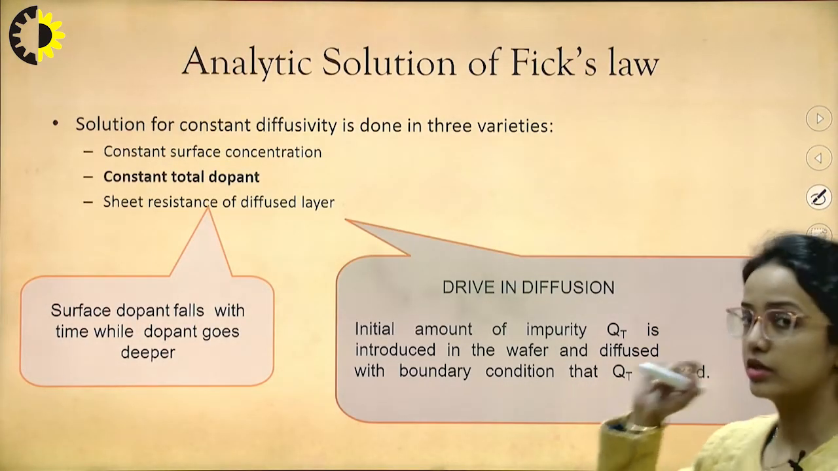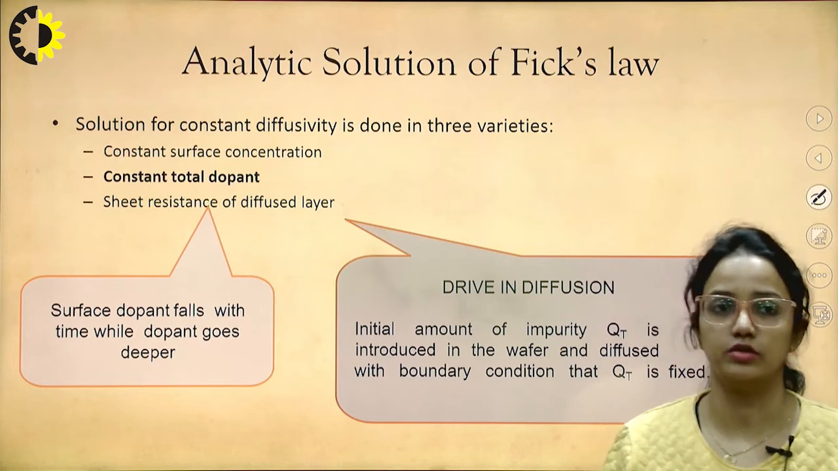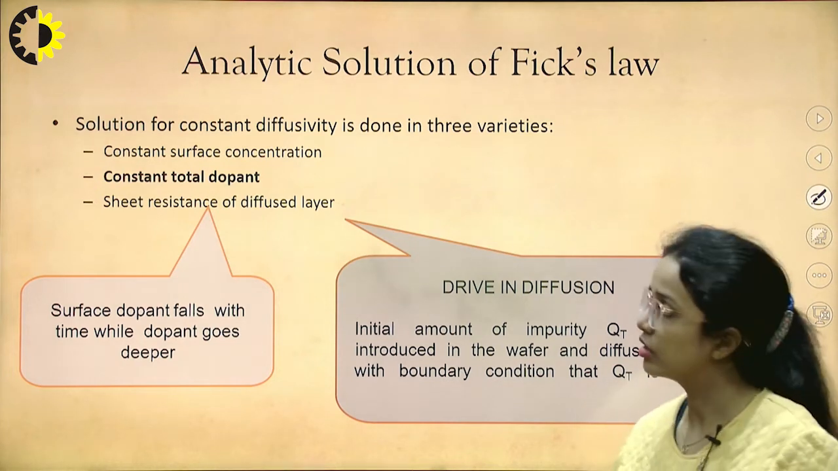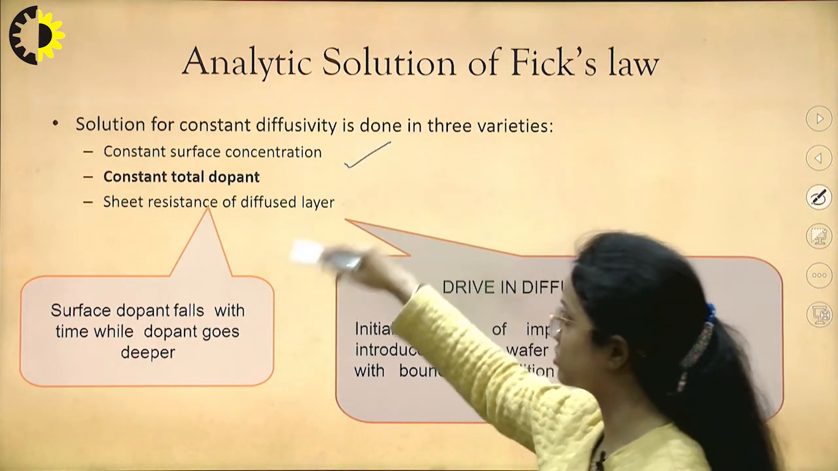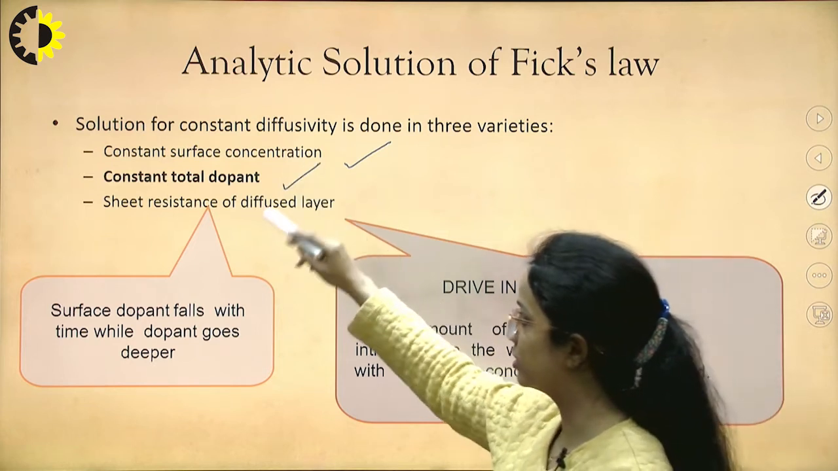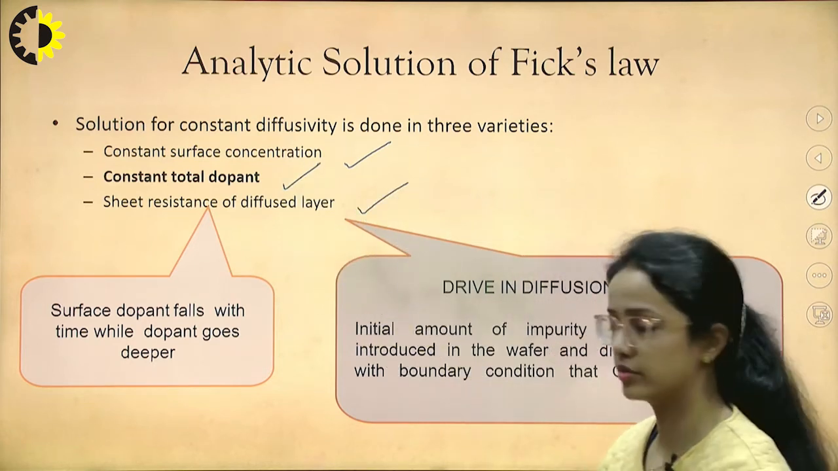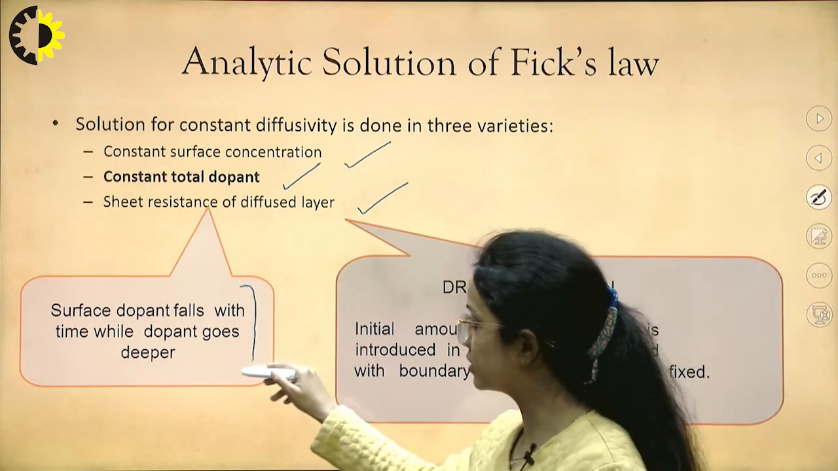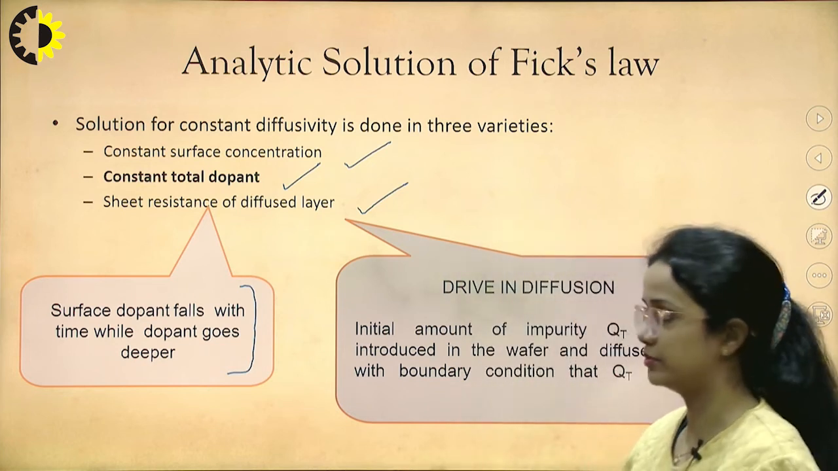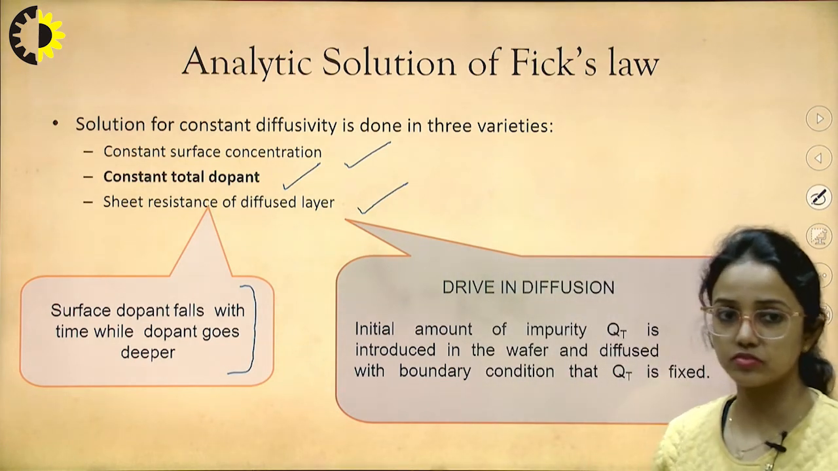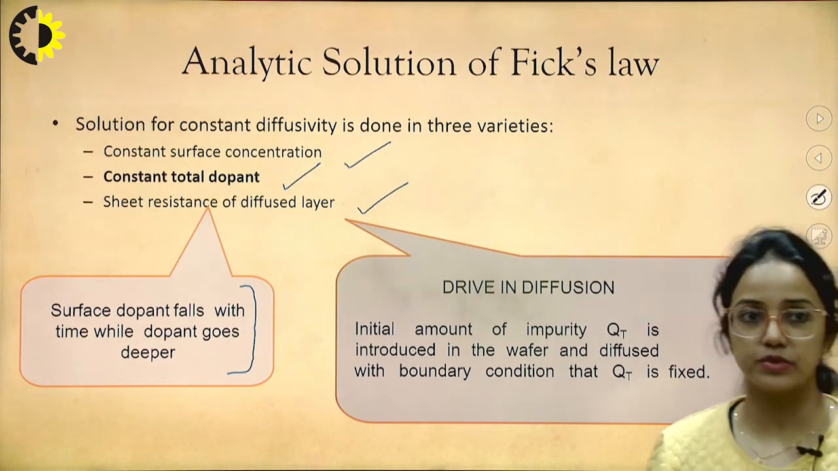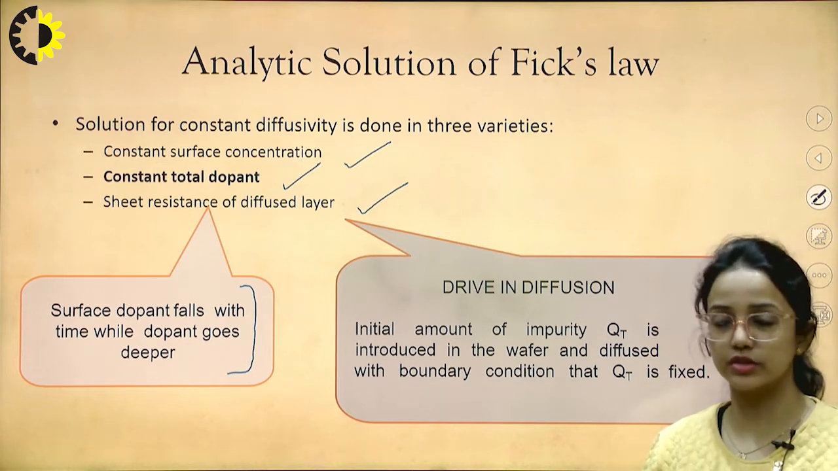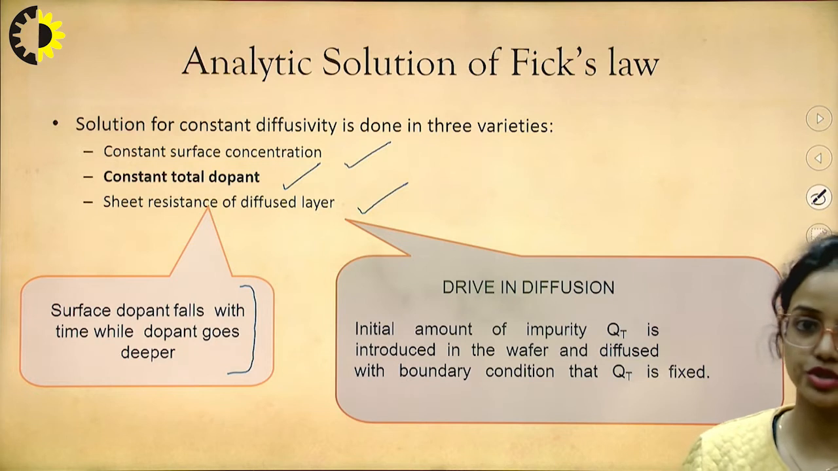Next, what is the analytical solution to Fick's law? The solution for constant diffusivity is done in three varieties. First is constant surface concentration, next is constant total dopant, and next is sheet resistance of the diffused layer. So what is actually happening? Surface dopants fall with time while dopant goes deeper. As the junction depth increases, the amount of dopant present at the surface, and the concentration, will fall.